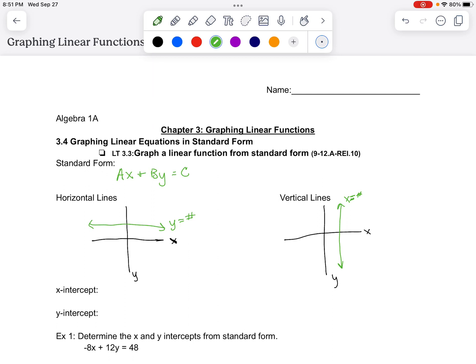Now, we also have what's called an x-intercept and a y-intercept. An x-intercept is in the format of x, 0. This is where it crosses the x-axis. A y-intercept is 0, y, and it crosses the y-axis.